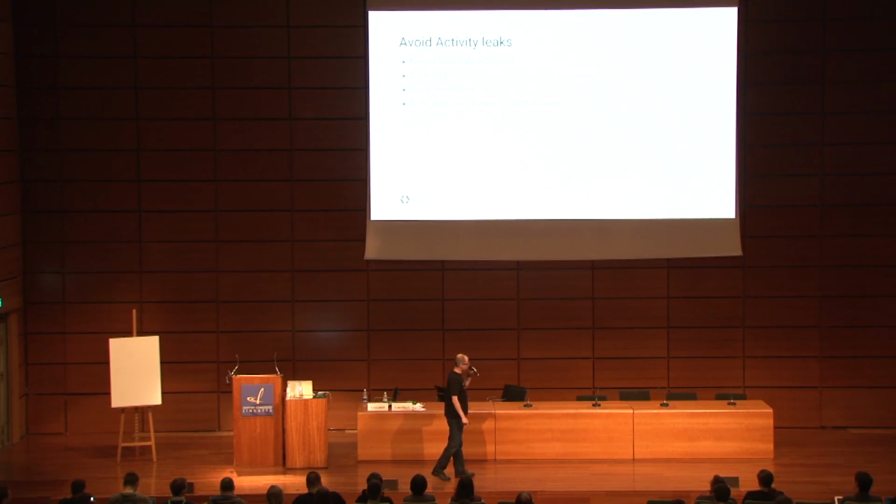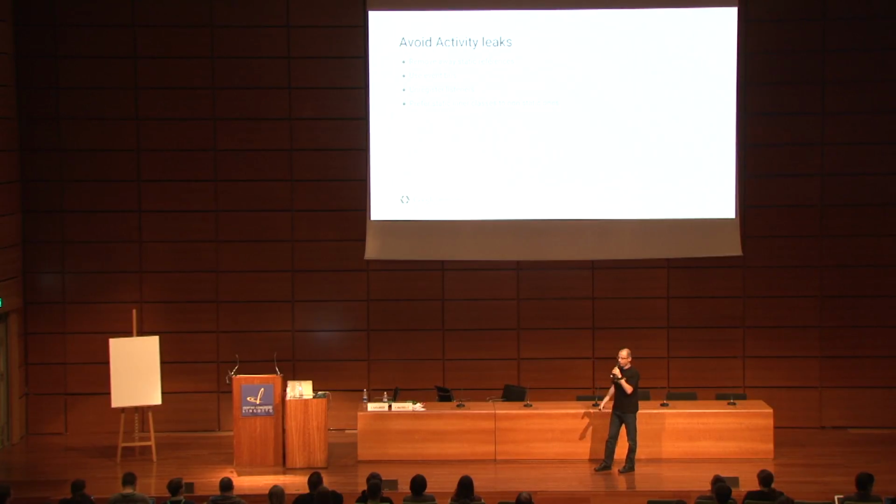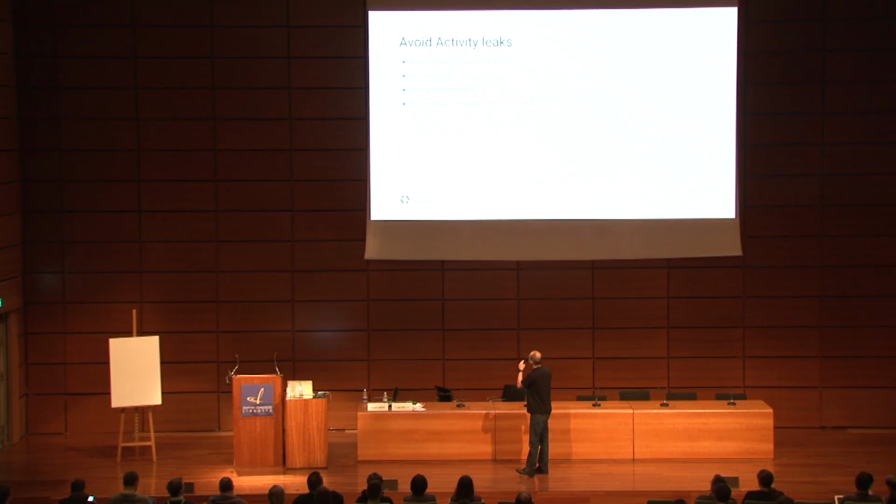So, what can we do to avoid the activity leaks? The first thing is please remove the static references. Use an event bus. It's really useful when you want to decouple senders from receivers. Don't forget to unregister listeners. And the fourth one is prefer static inner classes to non-static ones.